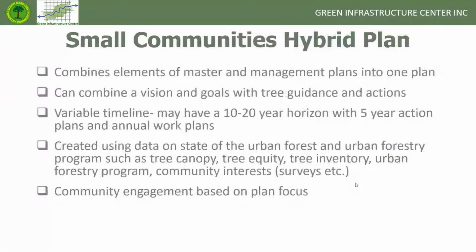And then as we continued and looked at different types of plans, we realized that some small communities are not going to create 2 different plans, and that there's the need to have this hybrid plan where you take elements of both of these plans, maybe combine vision and goals with the tree guidance for those small communities. So there'd be a variable timeline with this. The data is going to depend on the community, and the community engagement would be dependent on the focus of the plan.